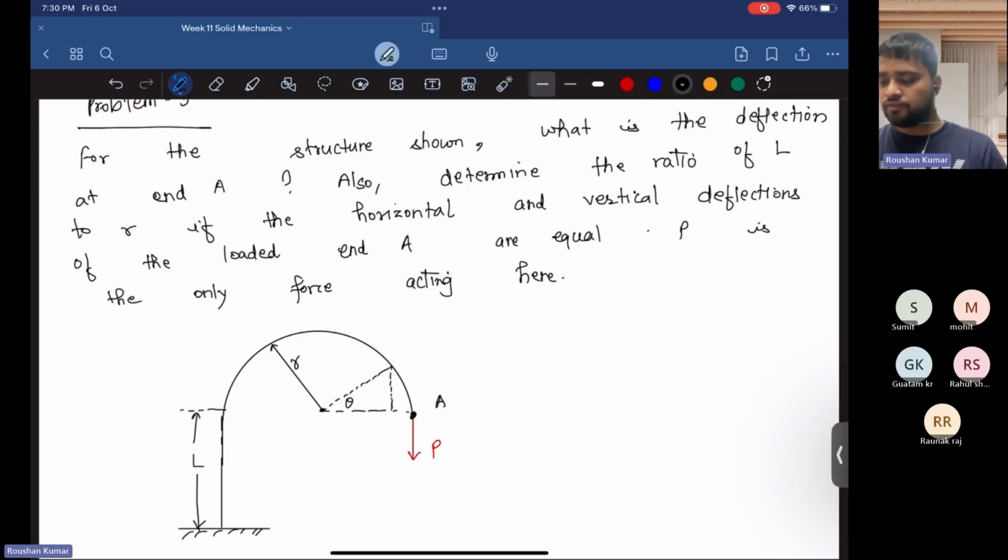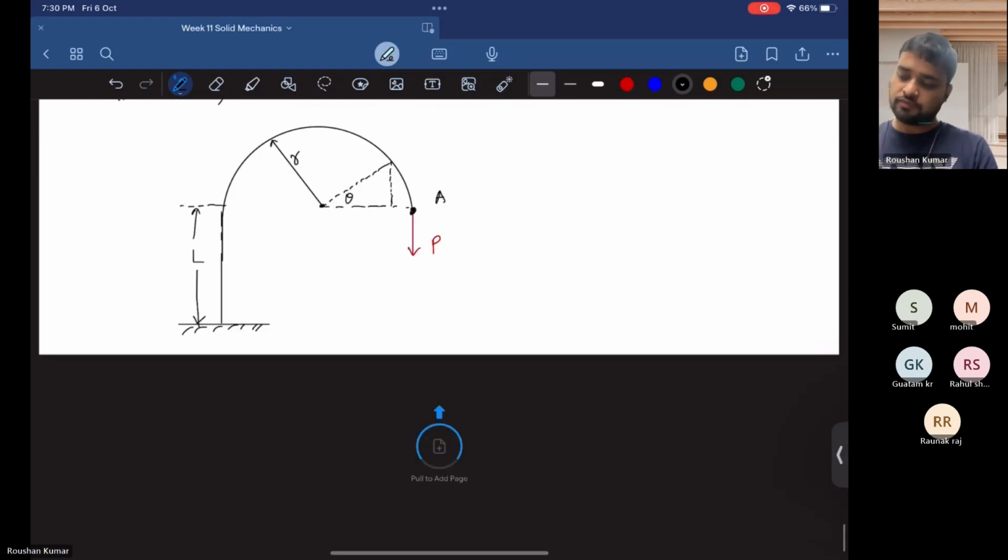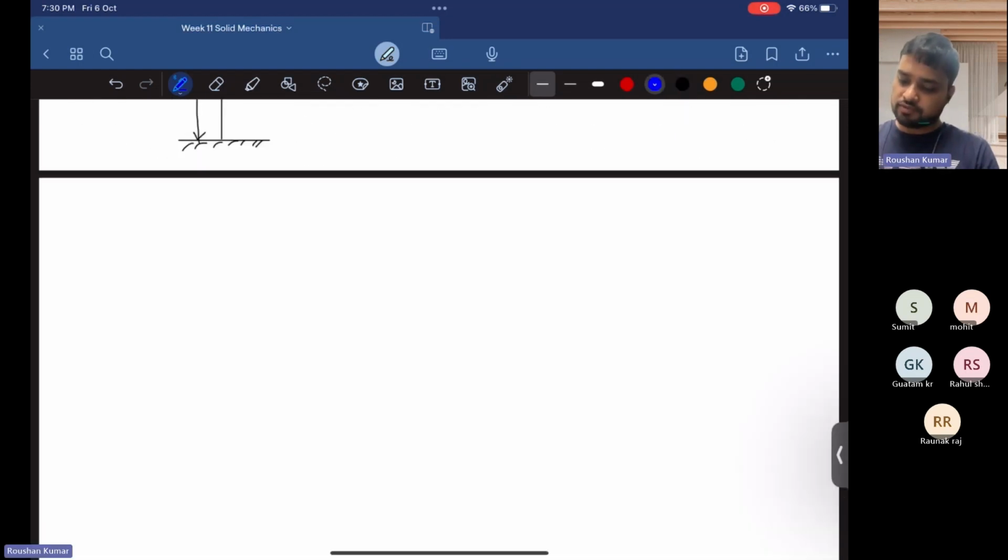Also determine the ratio of L to R, that means the ratio of big L to small r, if the horizontal and vertical deflections of the loaded end A are equal. That means the vertical and horizontal deflection at the end A is equal. So we have to find the ratio of big L to small r. P is the only force acting here. P is the external load that is acting downward here. So coming to the solution part.